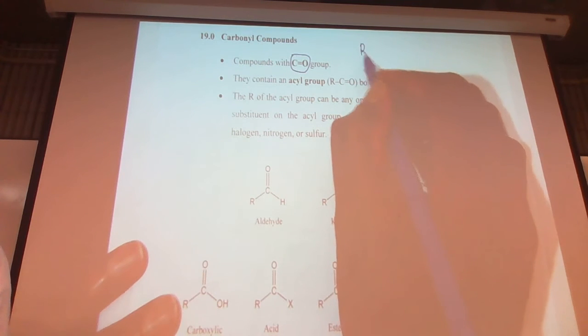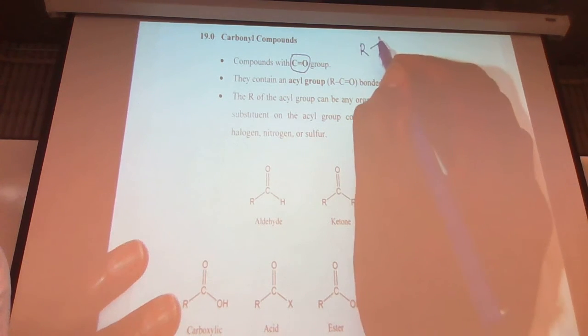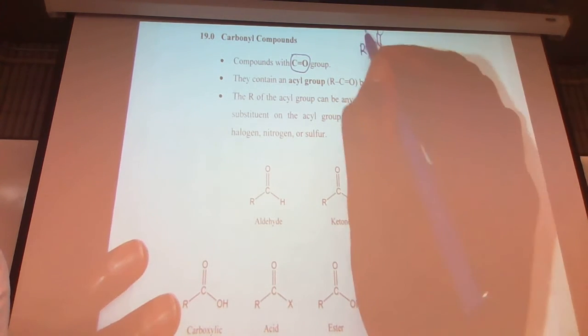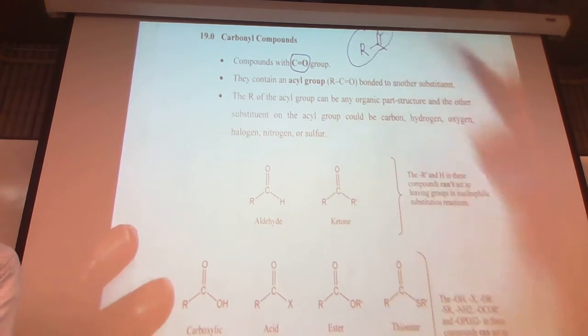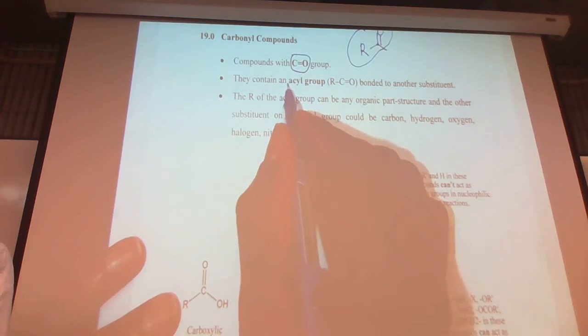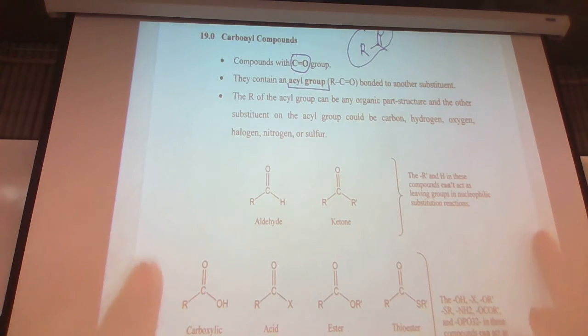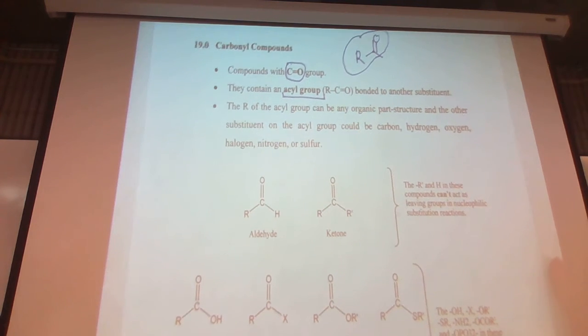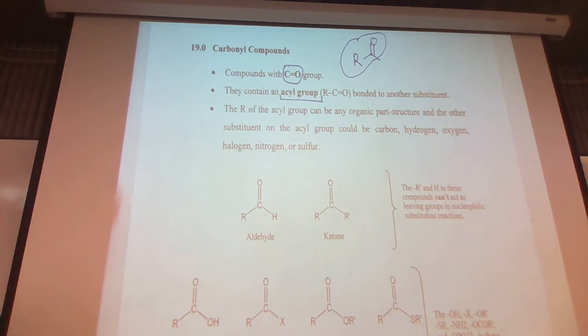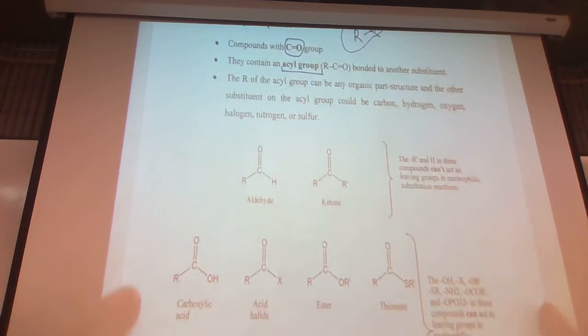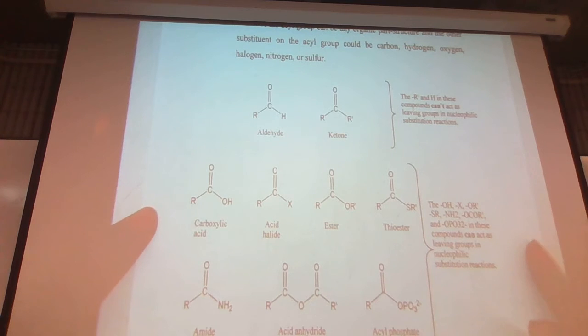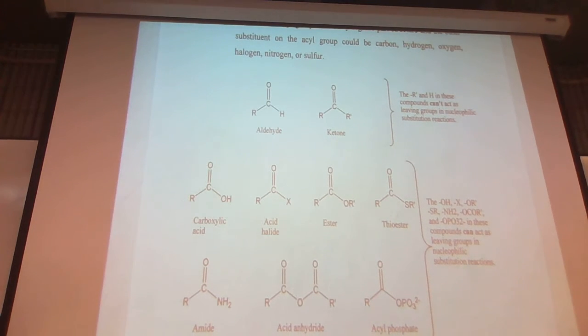Now, when an alkyl group or an aryl group is connected to the C=O double bond, we refer to that as an acyl group. So you'll be hearing me saying that a lot, acyl group. On this page I have the different kinds of carbonyls that we'll probably be talking about throughout the remainder of this semester.